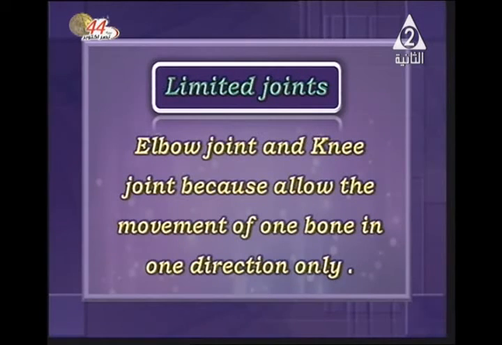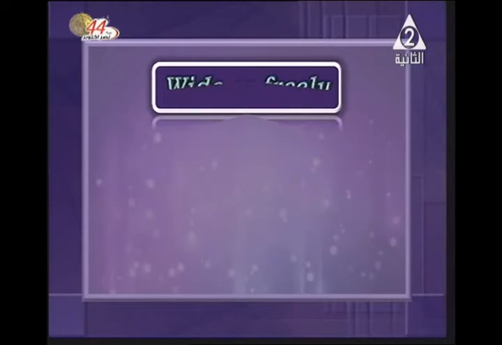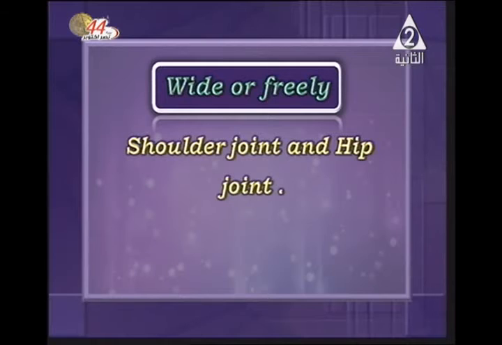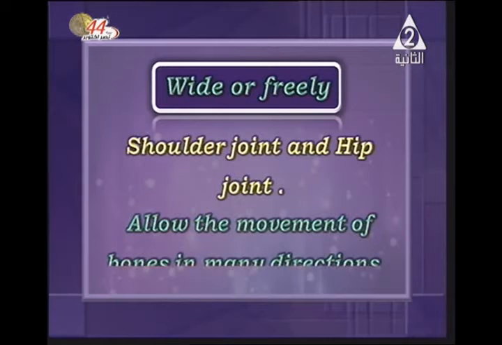While the other type moves in different, wide, or free directions. Like what in your body? Yes, like shoulder joint and hip joint. And for more information, also the ankle, it moves in more than one direction. So shoulder joint and hip joint allow movement in what? In many different directions. Allow the movement of bones in many directions. And those are the different types of joints. Again, how many types do we have? Three: fibrous, cartilaginous, and synovial.